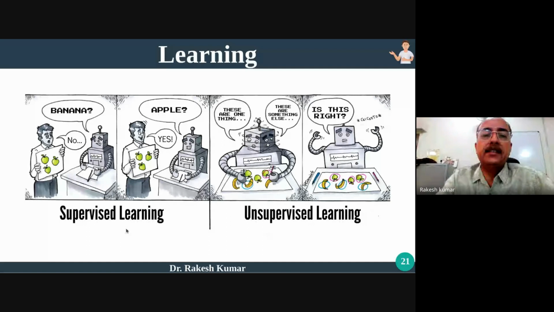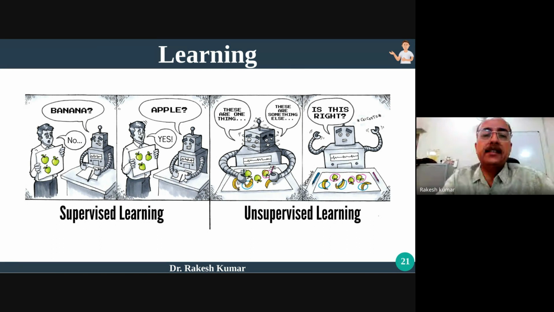On the left hand side, for example, this machine is taught by making use of the concept of supervised learning. Images of apples are shown to it, and the machine says these are bananas, and you say no, these are not bananas. Then it says these are apples, and you say yes, these are apples. So we are giving it what we call labeled examples, and from them it is learning. And this is unsupervised learning.